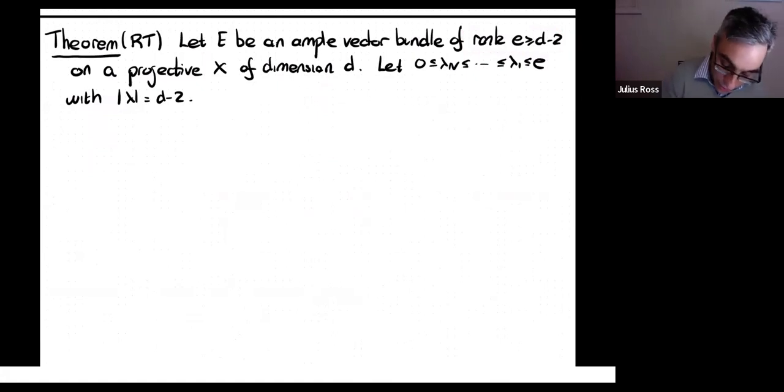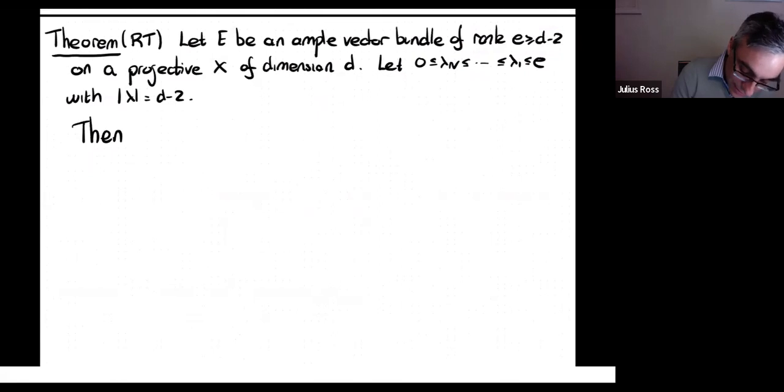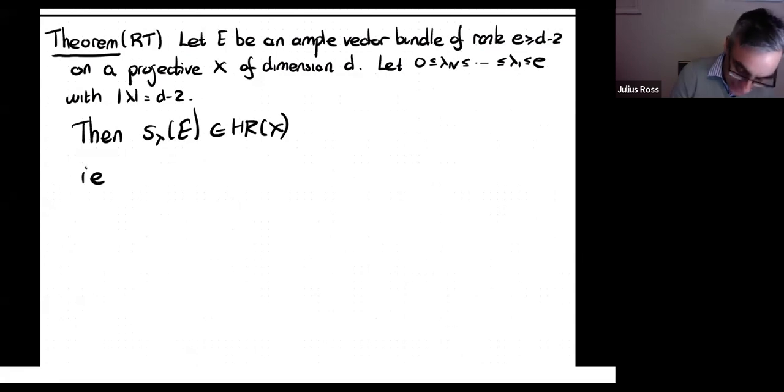We have a projective X of dimension D. We have one of these partitions of length D minus 2. And then the conclusion is that the Schur class has this Hodge-Riemann property. So let me just spell this out because it's the main theorem.